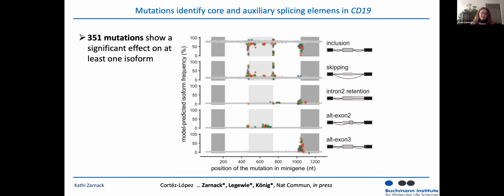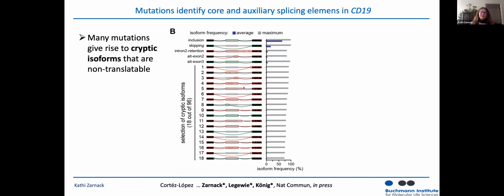So we have all these mutations, but what we also noticed when looking into our library is that in addition to these five, what we call major isoforms, we had a lot of cryptic isoforms coming out of our library, because it appears that there are many mutations that actually generate cryptic splice sites in this region, and they then lead to the generation of these cryptic isoforms. And in total, from our small mini-gene, we find 101 different isoforms that occur.